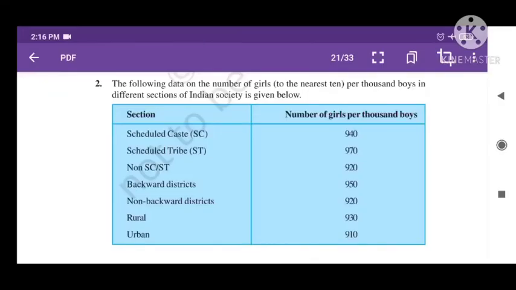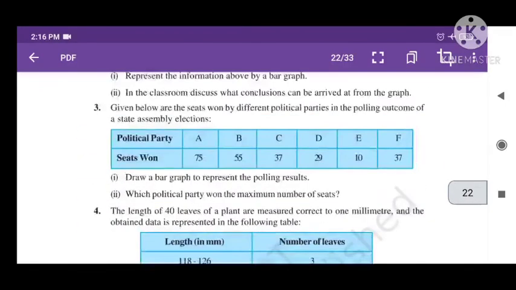Now we move on to question number 2. In this exercise, up to 3 only we have a portion.